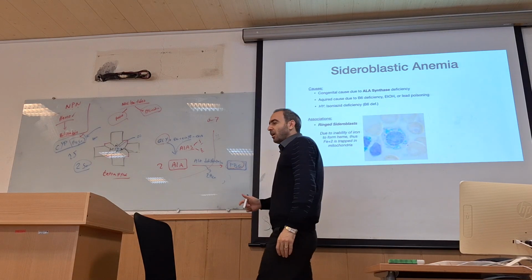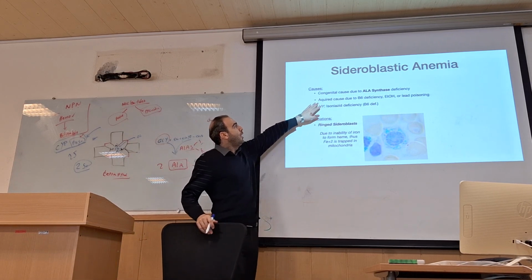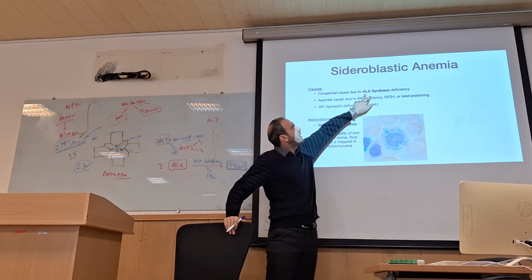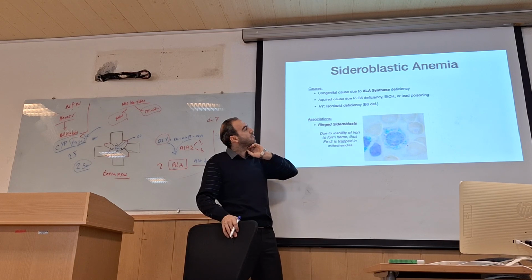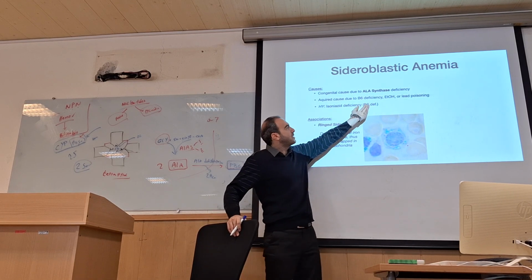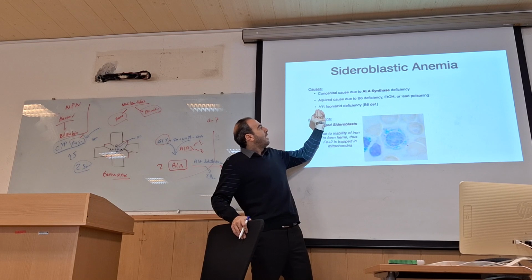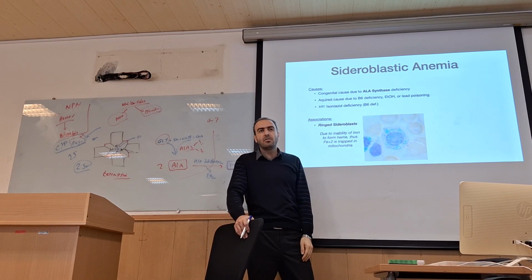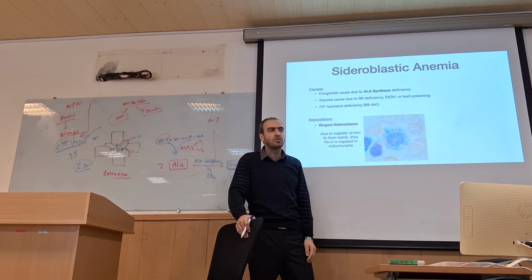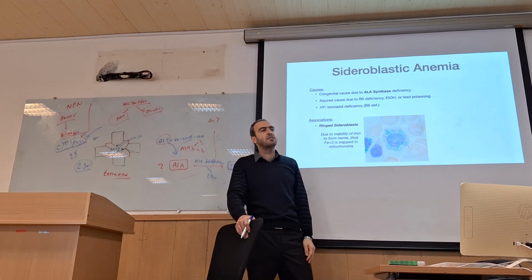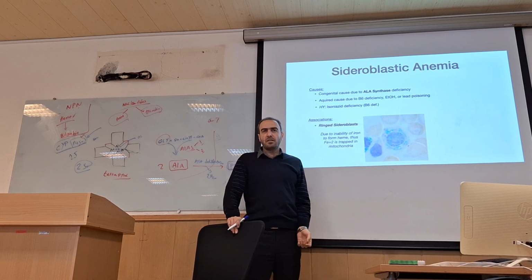So sideroblastic anemia is a kind of anemia known as congenital, due to ALA synthase deficiency. It can also be due to B6 deficiency, using ethanol, or lead poisoning. Also, we have a drug known as isoniazid, which leads to B6 deficiency. Why do we call it sideroblastic anemia?